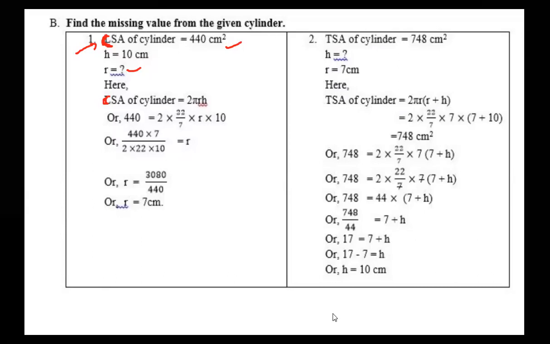So something I have missed over here. 2 pi means 2 into 22 by 7. Radius is given 7, into radius 7 plus height. Height is missing this side.